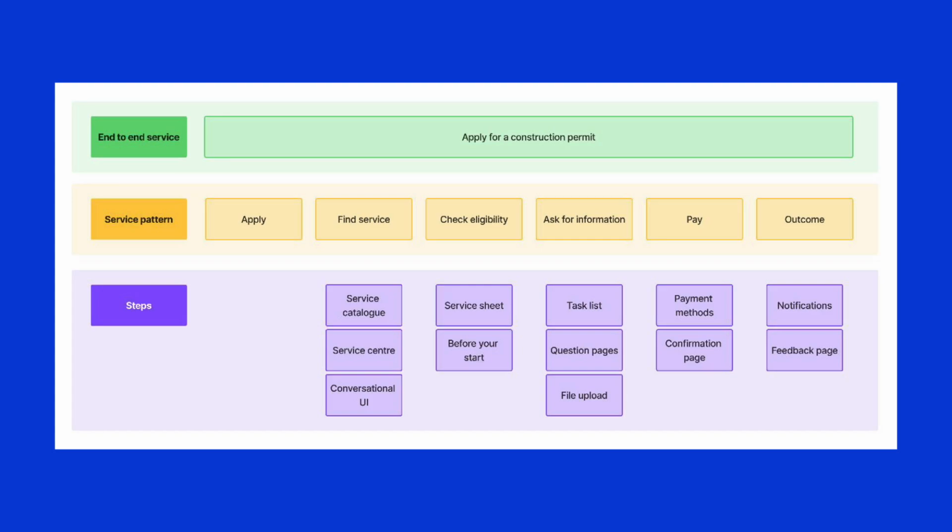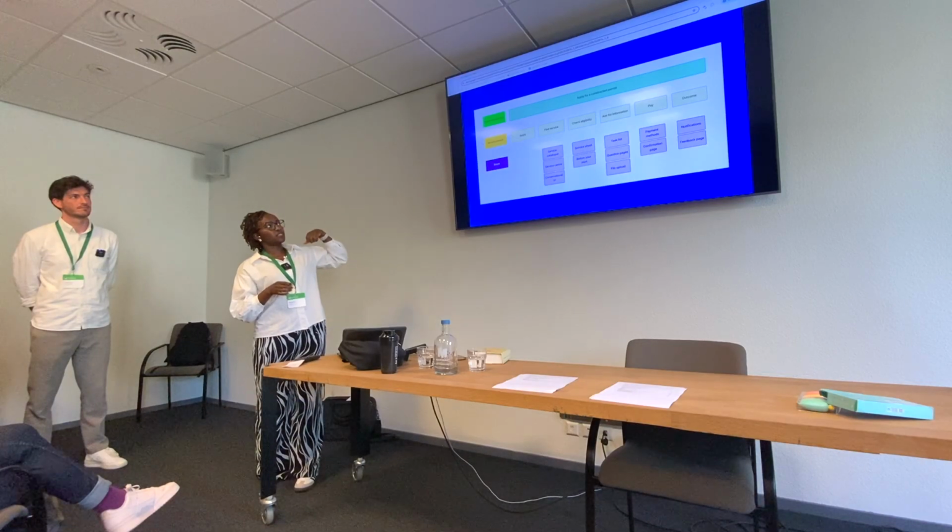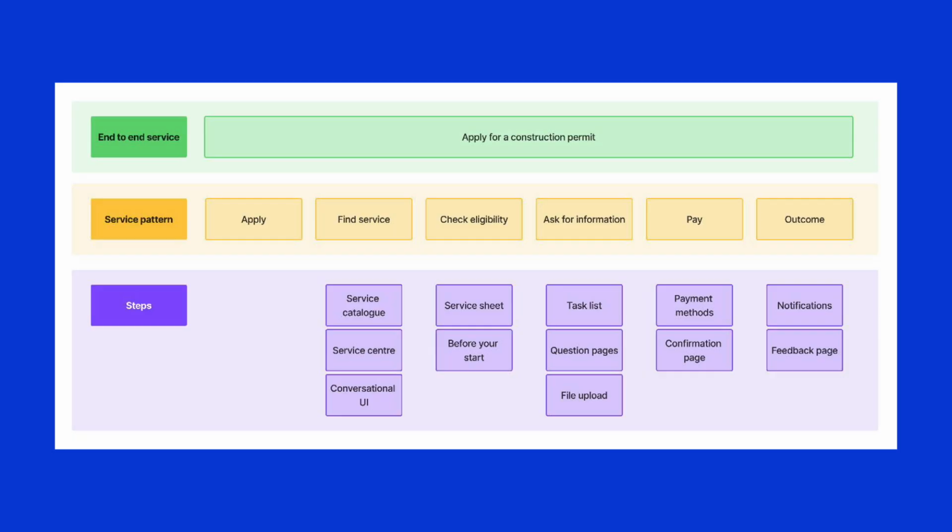And if I'm thinking about a different service, probably paying a parking fee, I might find the service, pay, and get the outcome. So these are the bits. This is what we're calling the reusable parts that you might want to pick and piece together for the service that you're delivering.